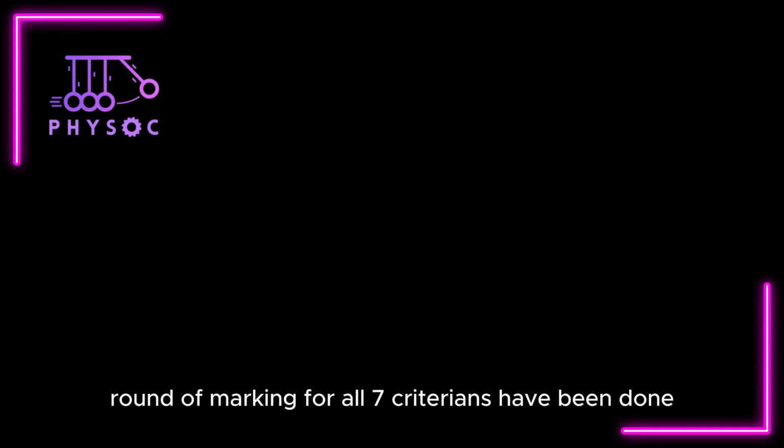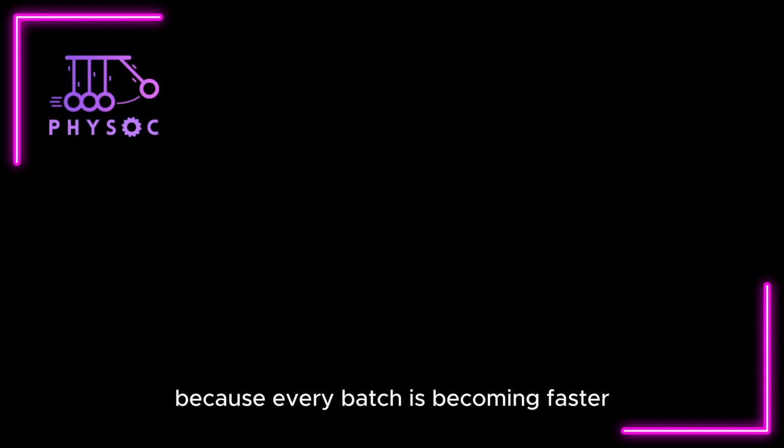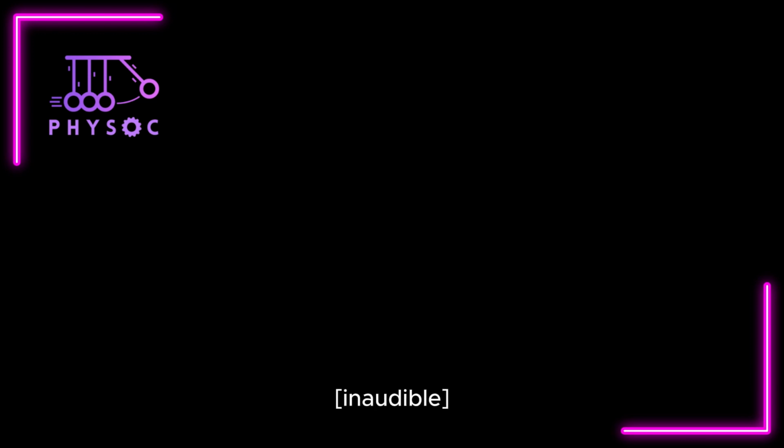So the first round of marking for all 7 criteria has been done. So they're actually faster than your batch, because every batch is becoming faster and faster. Are they better quality than our batch?